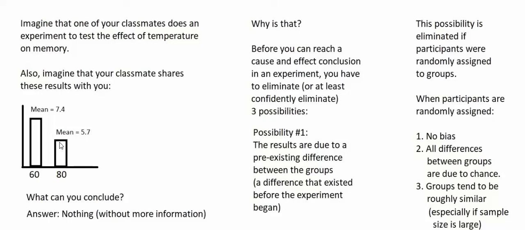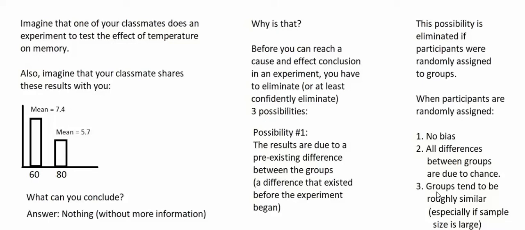But if I take a large enough number of participants and I randomly assign them to two groups, then those two groups can be fairly compared because they're probably roughly similar. And if the cold group does outperform the hot group, I'll be much more confident that the temperature is what caused that difference in performance. So yeah, that's why random assignment is important.